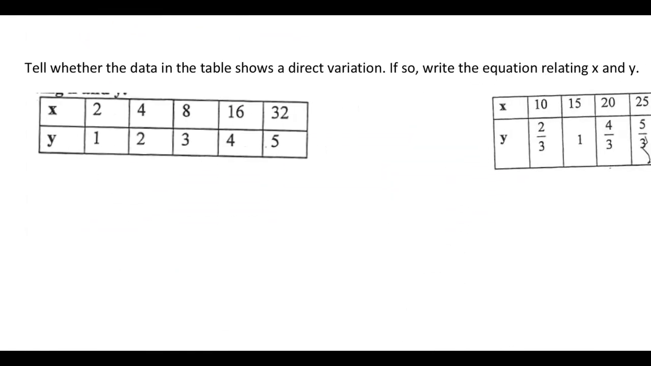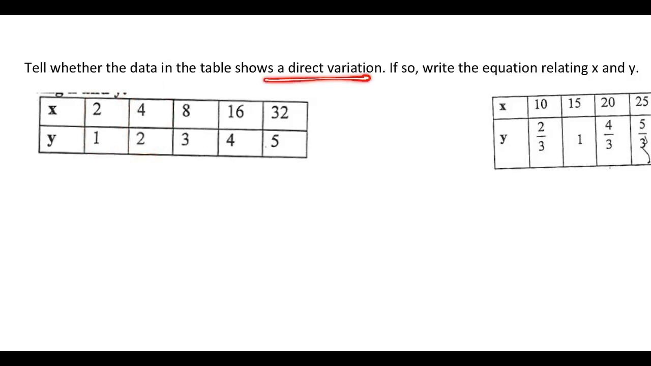Okay, the next part of this is asking, tell whether the data in the table shows a direct variation, and if so, write the equation relating x and y. Keep in mind, above I told you the constant of variation is very similar to the slope. It's not the exact same. So if you went through these and you were like, oh, Ms. Tapia, I could just pick 2 points and find my slope, that's not how this works, not for direct variation.